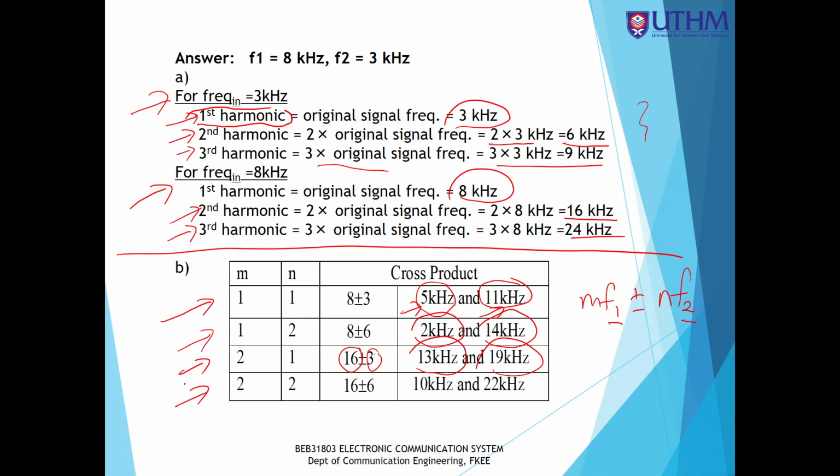And then when M is equal to 2 and N is equal to 2, so 2 multiplied with 8, you get 16. 2 multiplied with 3 kilohertz, you get 6. So therefore 16 plus minus 6. So the difference frequency is 10 kilohertz. The sum frequency is 22 kilohertz.